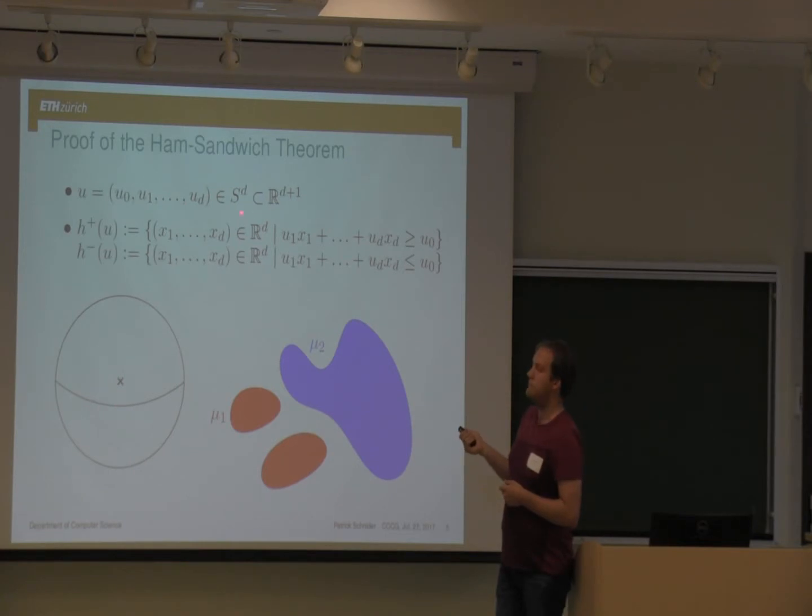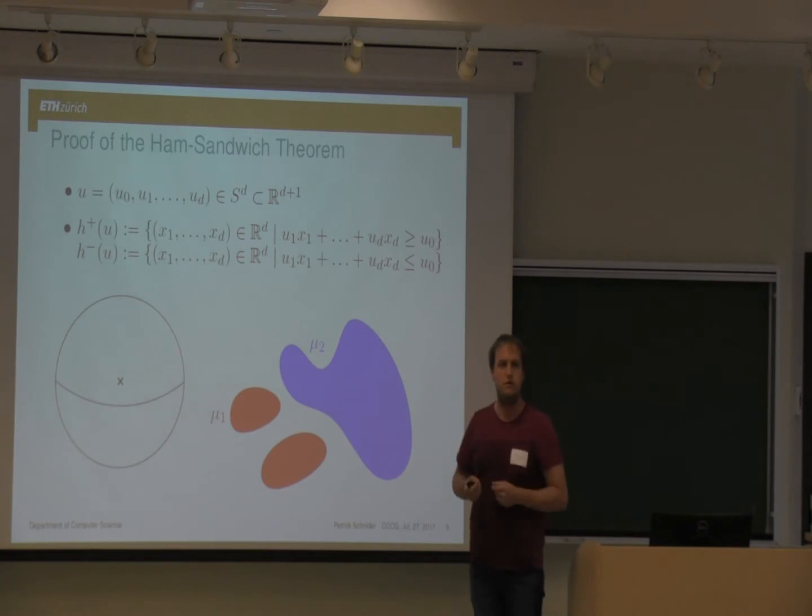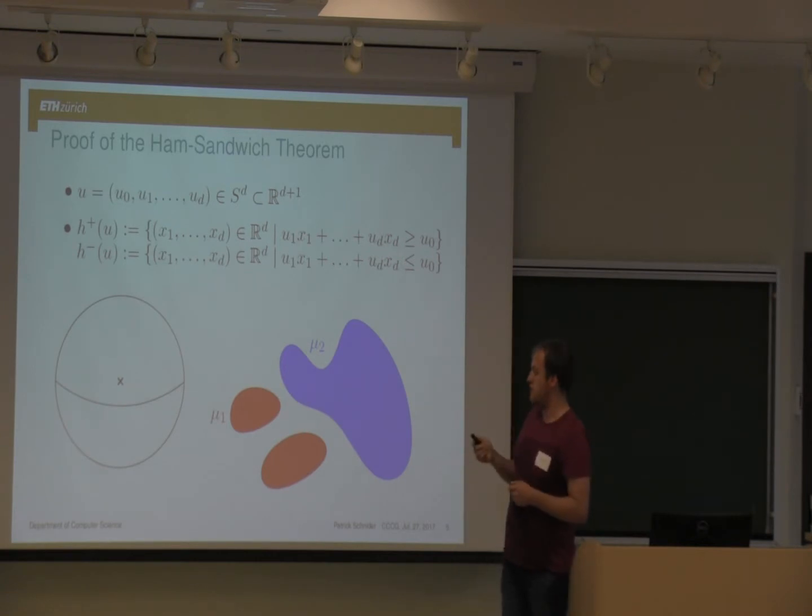And this we can view by normalizing. We can view this as a point on the d-dimensional sphere embedded into d plus 1 dimensional space. And like this, we can then find the positive half plane of that, and just take the negative half plane also by switching the sign.